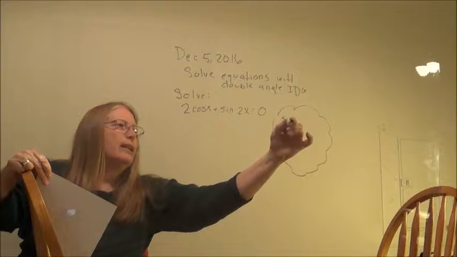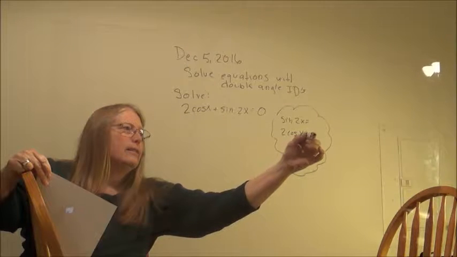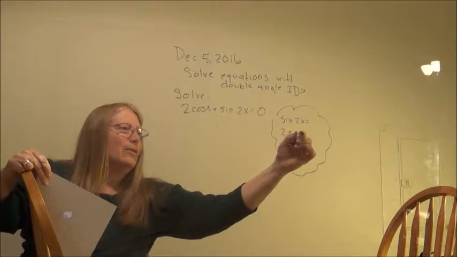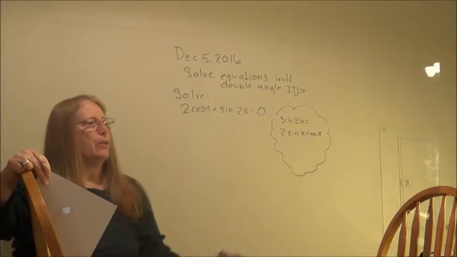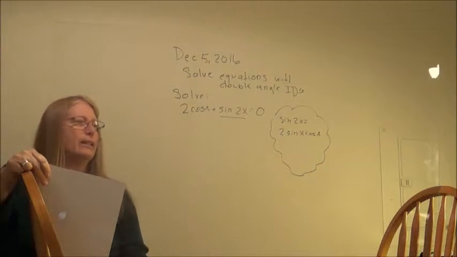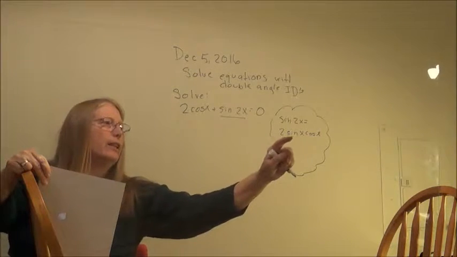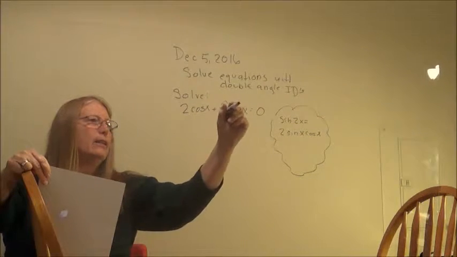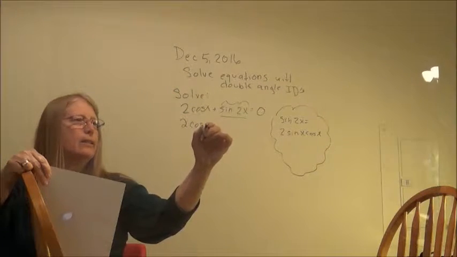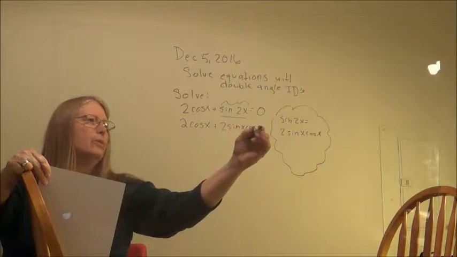The sine of 2x equals 2 cosine x sine x. Oh, I'll write it the way we usually write it: 2 sine x cosine x. Either way is correct. So I notice that I have a sine of 2x in here, and I want to express it without the 2x. So I can substitute right in here this expression from Shannon's thought cloud. So I have 2 cosine x plus, now I'm changing to 2 sine x cosine x equals 0.